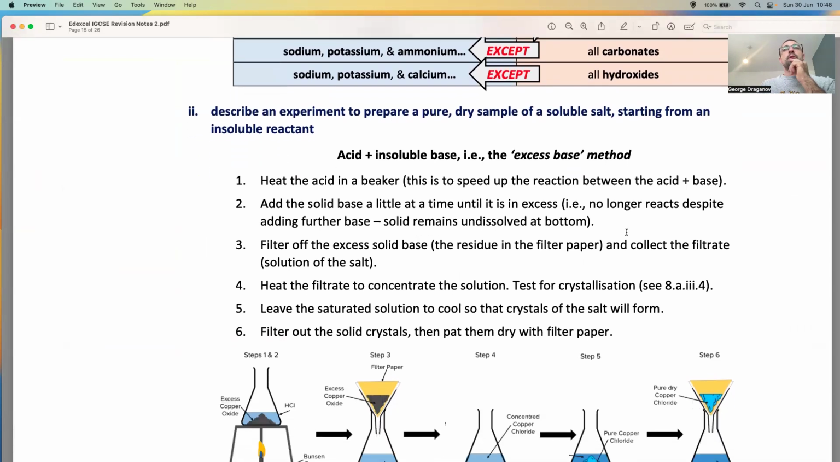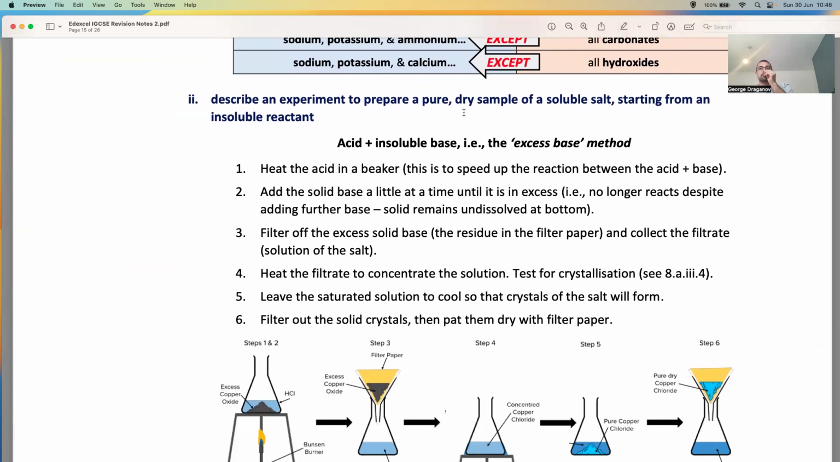What we need to do is describe an experiment, prepare pure dry soluble salt from an insoluble reactant. This is present in both of your syllabi. So this is called the excess base method and is extremely important because it comes up as even a 6-mark question. Okay, so let's have a look at how it works.